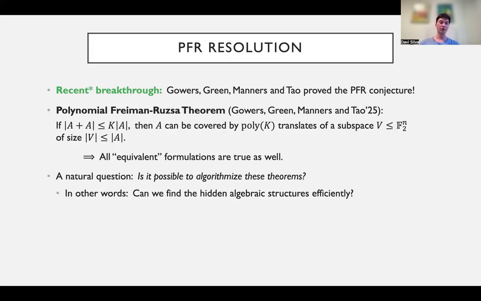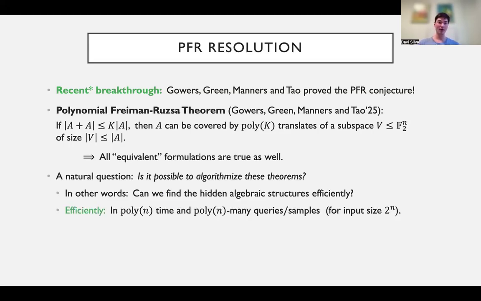And now our question, which I think is a very natural question, is the following. Is it possible to algorithmize these theorems? In other words, can we find the hidden algebraic structures that are promised to exist due to these existential results? Can we find them efficiently? And I should say here that efficiently means poly(n) time and poly(n) many queries or samples, where n is the dimension of the space. So the input will actually be of size 2^n.